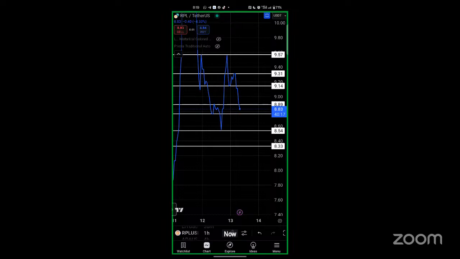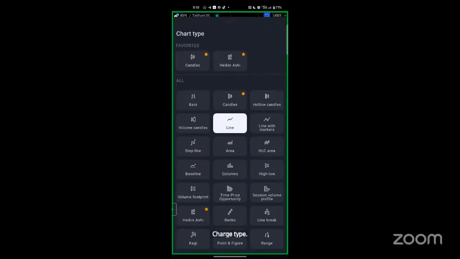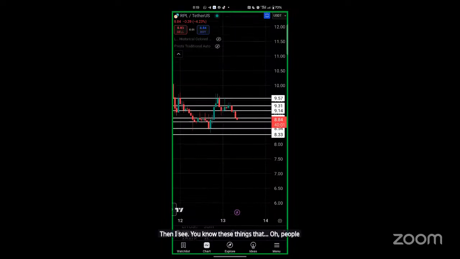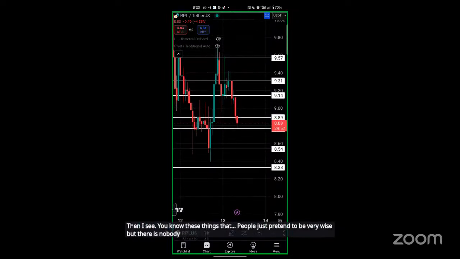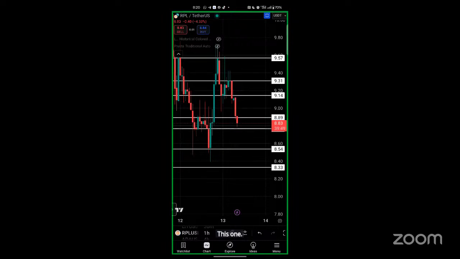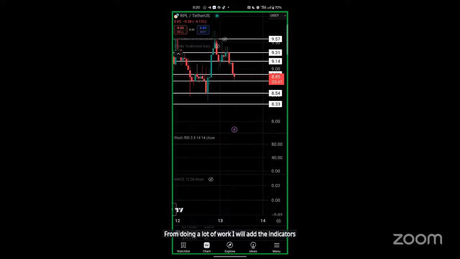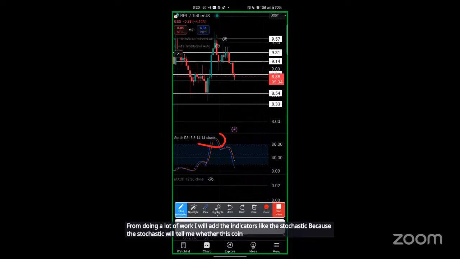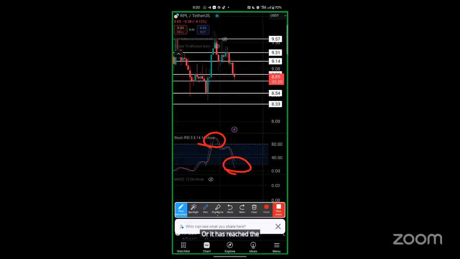Now look here. If I want to trade this coin, let me return the candles. Chart type, candles. People just pretend to be very wise, but there is nobody. If I want to enter this coin, to prevent myself from doing a lot of work, I will add indicators like the stochastic, because the stochastic will tell me whether this coin is just starting or it has reached the lowest point in the oversold area. Does that make sense? The stochastic RSI will help me.